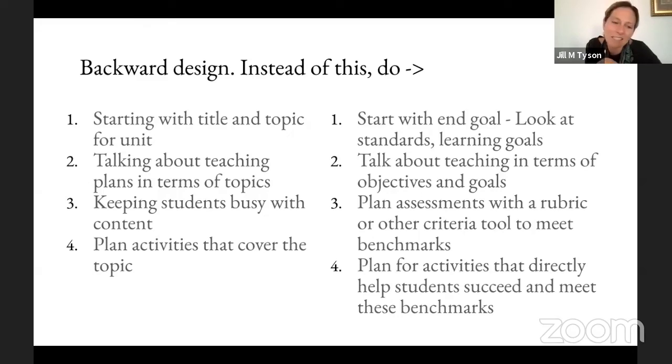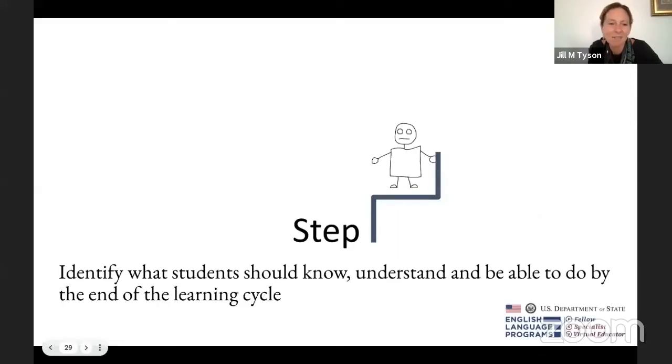And so instead of planning activities that cover the topic, we also want to plan for activities that directly help them succeed and meet these benchmarks. We want them to get to this place. And so this is backwards design. You kind of look at it this way. The first step is identifying what students should know, how you want them to connect it. That's the understand part. And then what can they do, the behavioral. So we have 2 sets of objectives.